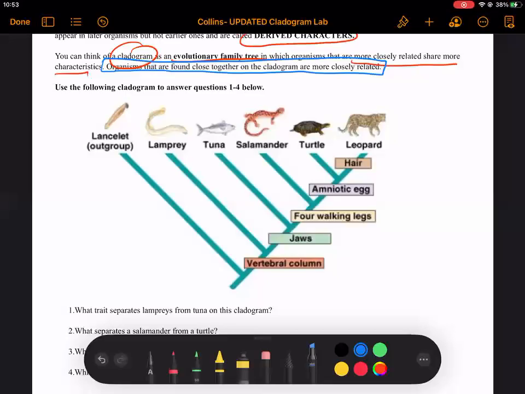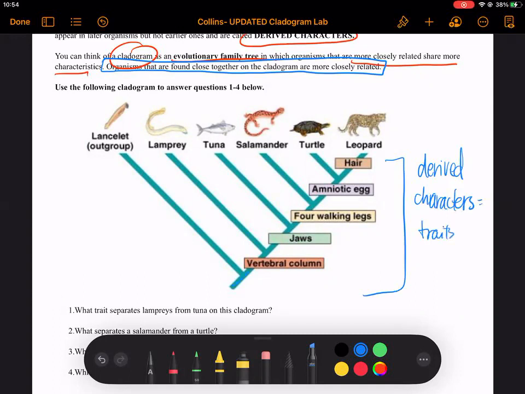The question we are asked is, what trait separates lampreys from tuna on this cladogram? So we see that our traits are over here on this right-hand side, right? These are our derived characteristics, or derived characters, or our traits.